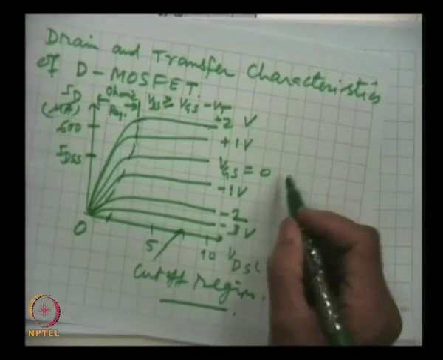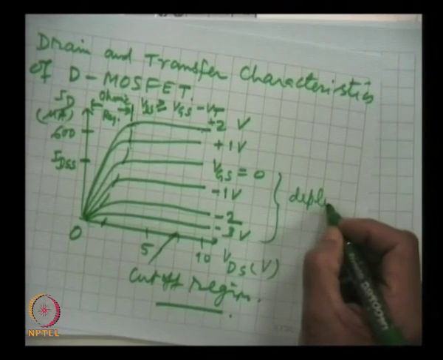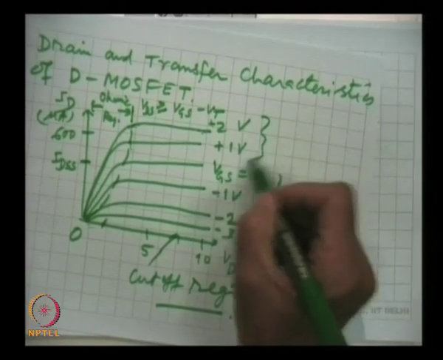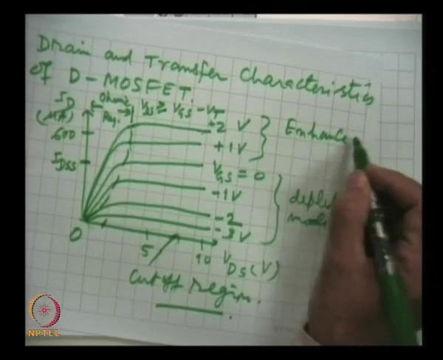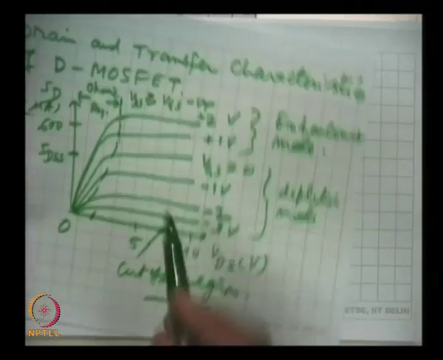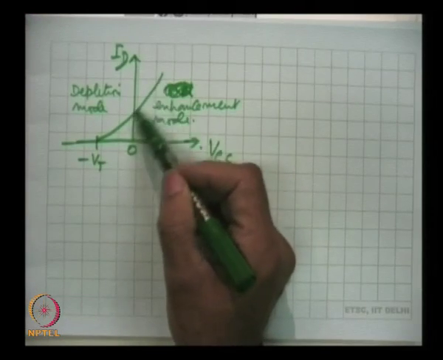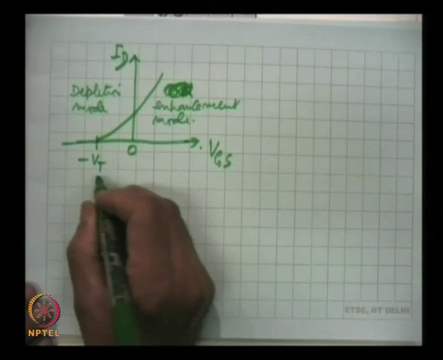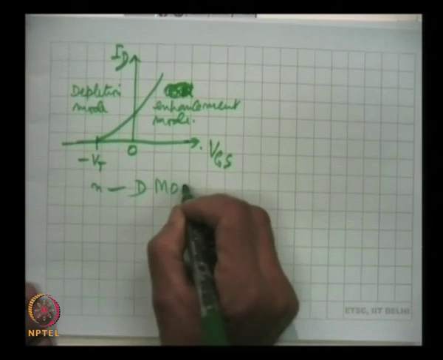This is the depletion mode, and this is the enhancement mode. So, if we plot these points, we come for this part of the plot. This is for n channel depletion MOSFET.